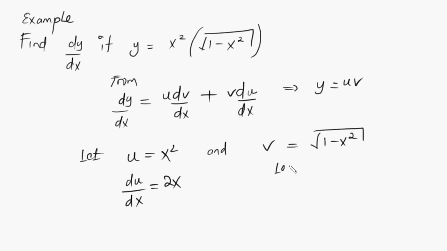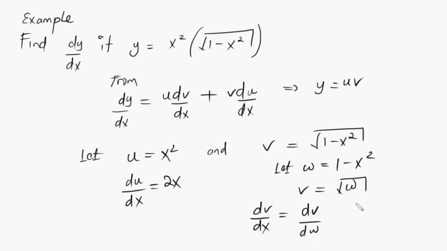In order to make this simple, I'm going to let w equal 1 minus x squared. This means that v is equal to the square root of w. Instead of 1 minus x squared, I write w. So I can get dv/dx by using the chain rule, where I first find dv/dw, and then multiply it by dw/dx, which will be obtained from this equation. So this is the chain rule. Let me use it to get dv/dx.